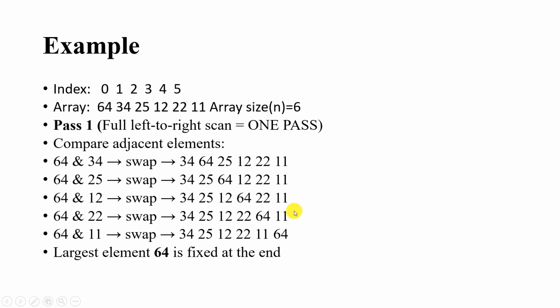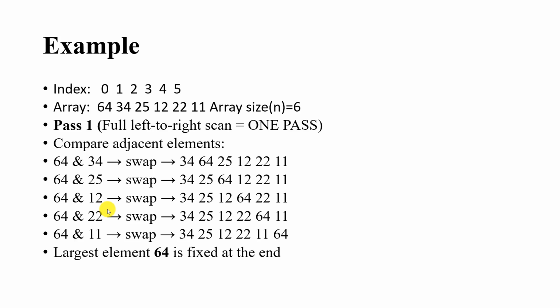Now we will take another pair, 64 and 22. Since 64 and 22 are not in our required order, we will swap them. 34, 25, 12, 22, 64, and 11. Now we will take the last pair, that is 64 and 11. We will swap them because they are also not in the correct order. So 34, 25, 12, 22, 11, 64. This 64 has bubbled up and it is fixed.